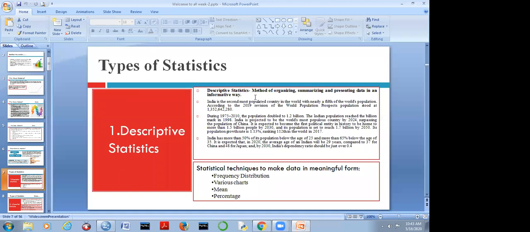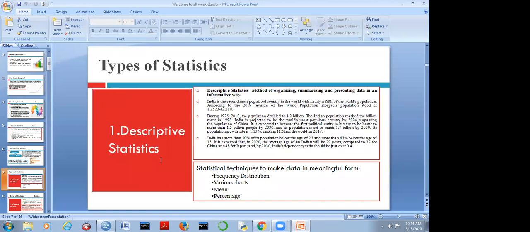What is descriptive statistics? Same as the definition of statistics: a method of organizing, summarizing, and presenting data in an informative way. Any data which you are presenting in an information form is called descriptive statistics. Getting my point? I will give an example. When you read the newspaper, and any numerical information is there in the paragraph.